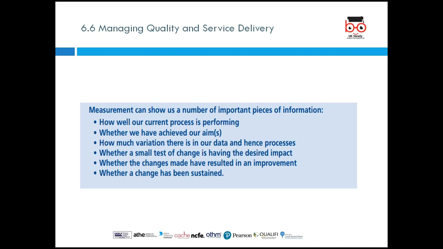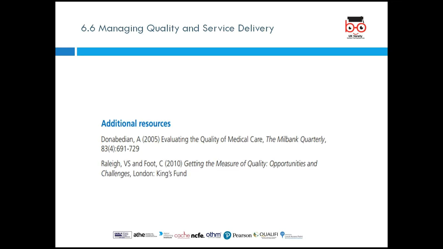So once you start working on your assignment, you need to know that you don't take any business management quality models that will not work for you. Whatever you take, make sure you tailor it towards health and social care measurement of quality. Right. So you can go into Donabedian 2005, Evaluating Quality of Medical Care, the Milbank Quarterly, and then you can have articles there to read so that you can reference your work very well. Getting the Measure of Quality: Opportunities and Challenges, Raleigh and Foot 2010, is another good one that you can have a look at. So at least you will be able to back your assignment with relevant literature.